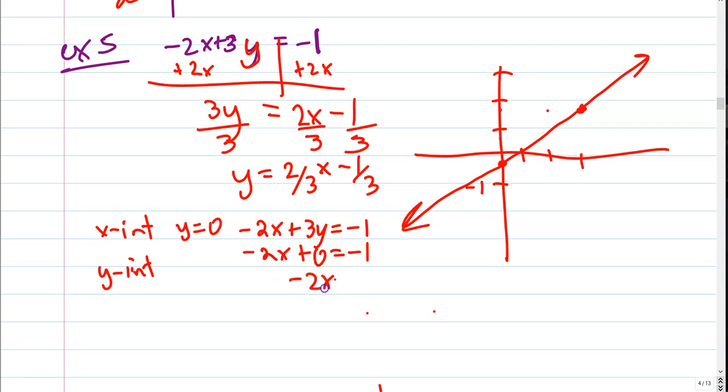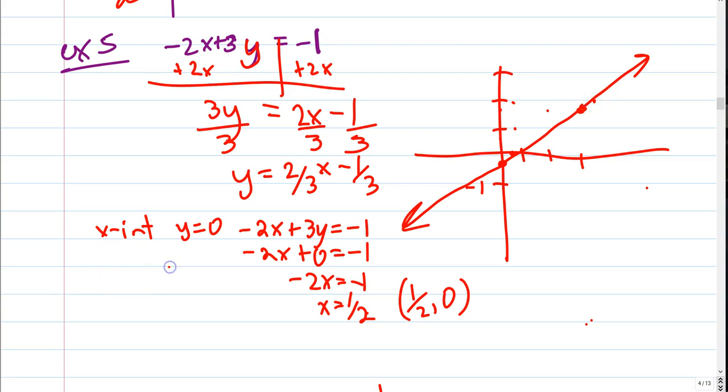So negative 2x equals negative 1, so x is equal to positive 1/2. So we have a point x comma y. How about 1/2 comma 0? That's still not a pretty point. But we could go to 1/2, 0, and then go from there up 2 over 1, 2, 3. Still not going to help us much.